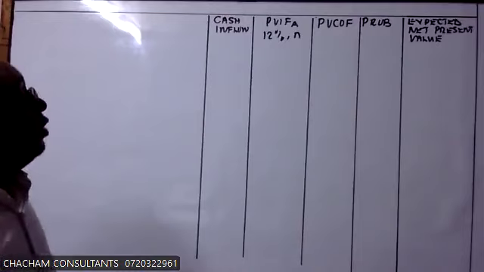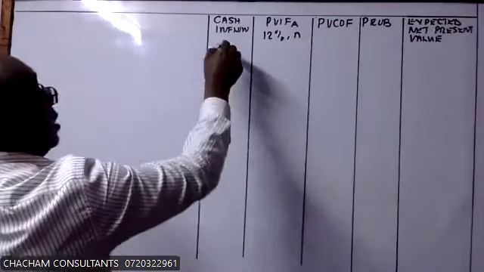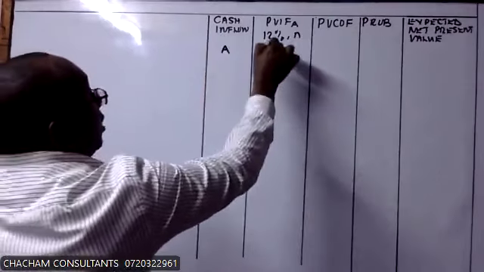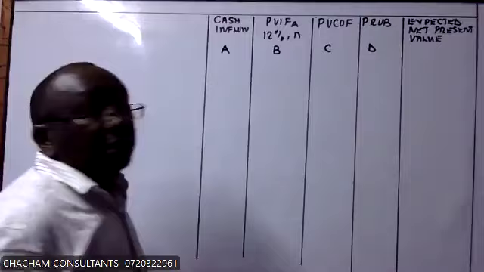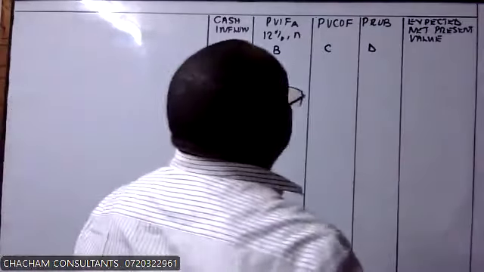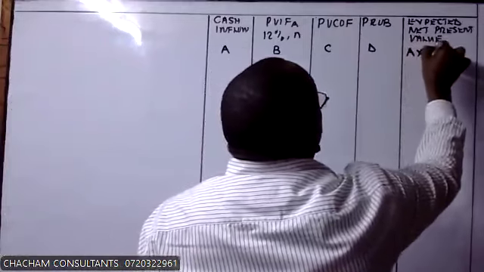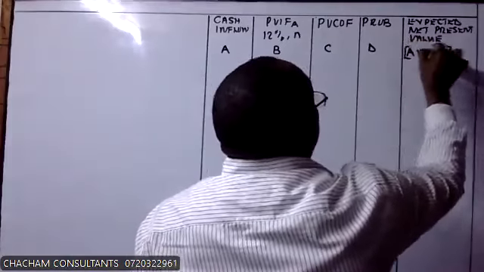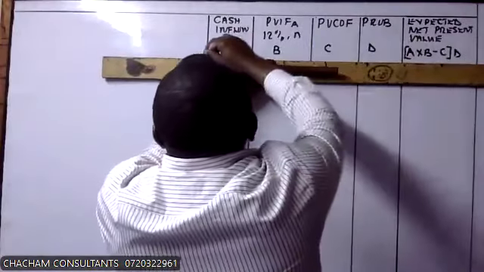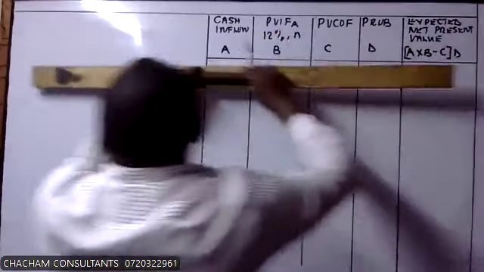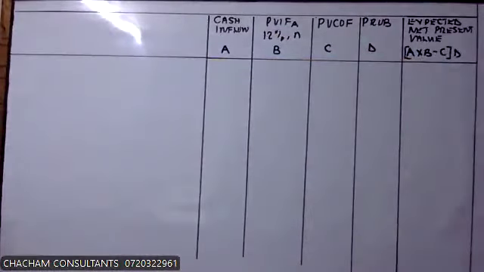So you can leave them that way, or you can designate them. If you want to show how you are arriving at that, you can say this is my A, this is B, this is C, and this is D. So that you say my expected net present value will be given as A times B minus C, I multiply by D. That's how I shall arrive at my answer, so anyone following your workings will be able to see.